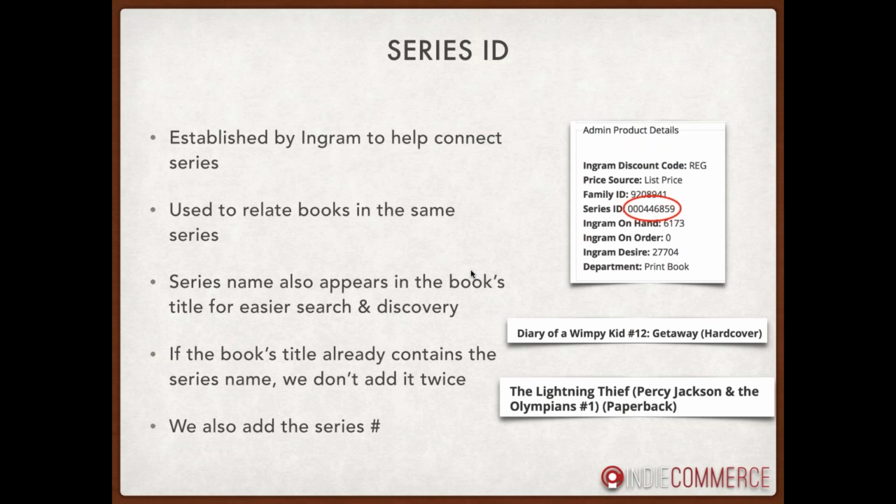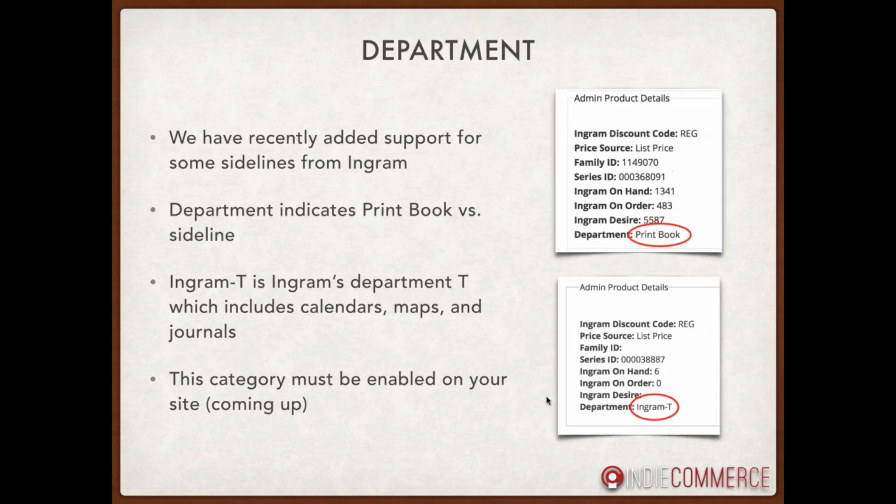So for example, if the publisher sends us that the title is Diary of a Wimpy Kid number 12 Getaway, we won't add the series name to that because the series name already appears in the title. But if you take a book like The Lightning Thief, where the series name is not in the title, we would add that in so that somebody searching for Percy Jackson would find this book and others in that series.